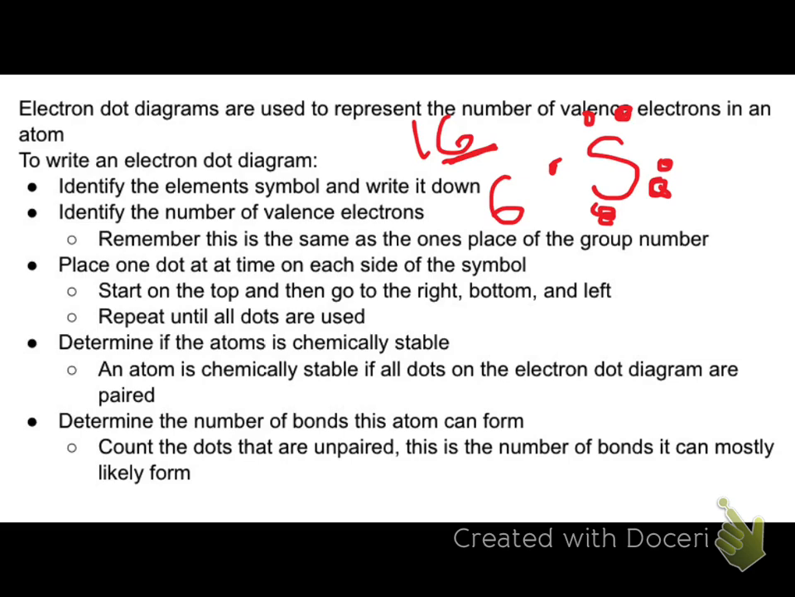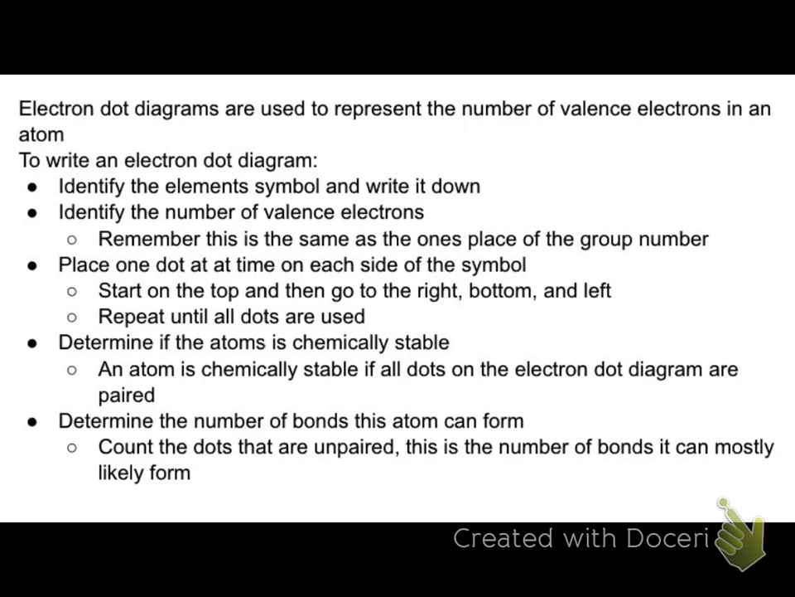No, it's not. How many bonds will it form? 2, because there are 2 unpaired electrons right here and right here. They are not paired up, so we have to form bonds to pair them up and become stable.